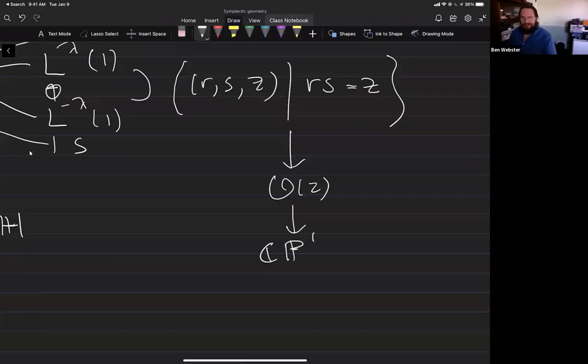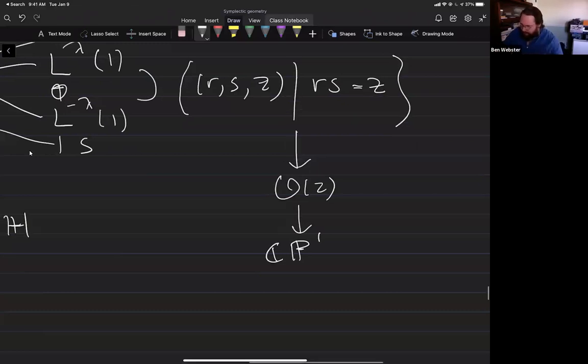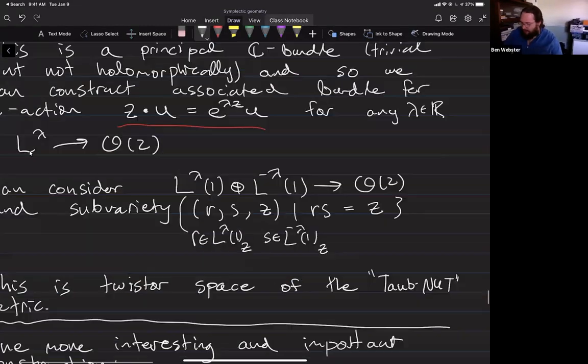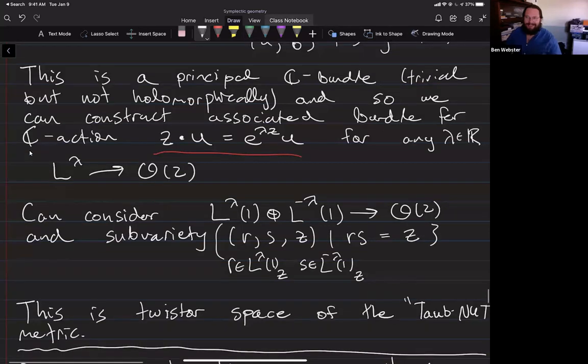All right, so this is a slightly strange complex manifold, but a perfectly valid one. Note here, if I take lambda, some weird irrational thing, it's not going to be an algebraic variety, but it's a perfectly fine complex manifold. And it turns out this is the twistor space of a hyperkähler metric. And it's exactly this Taub-NUT guy.